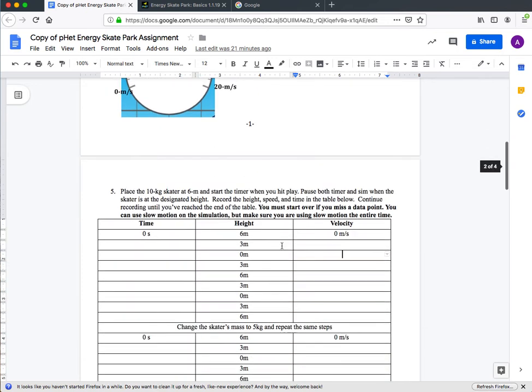Now to collect the actual data, it tells me to place a 10 kilogram skater at 6 meters and start the timer when you hit play. Pause both timer and sim when the skater has the designated height. Record the height, which I've already done for you, speed, and time in the table below. Continue until you've reached the end of the table. So let's go ahead and start this.